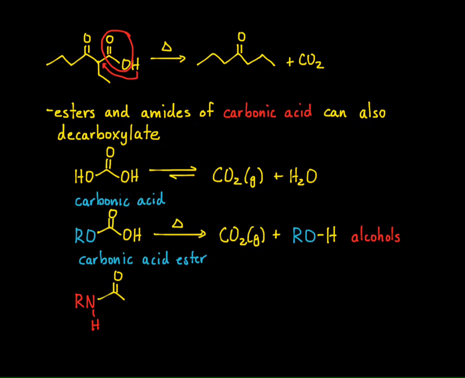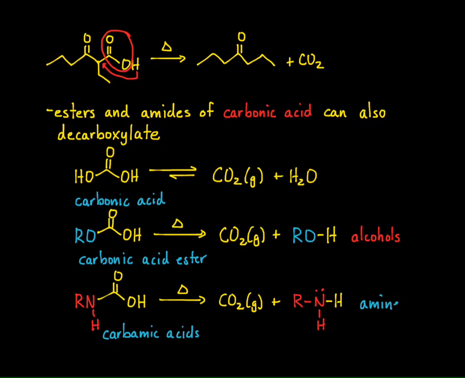Now likewise, we can take an amide of carbonic acid, and these are called carbamic acids. Carbamic acids, if I heat them up, will produce carbon dioxide and amines. So you see that when we decarboxylate carbonic acid esters or carbamic acids, we can generate alcohols or amines, respectively.